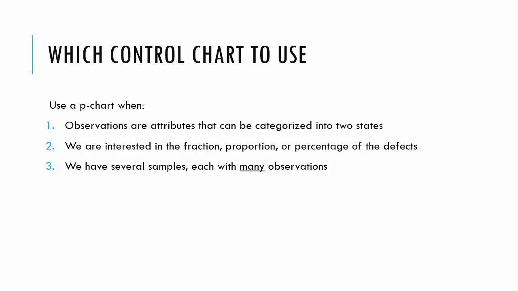You would use a p-chart if your observations are attributes that can be categorized into two states, the binomial distribution, so things such as good or bad. You would also be interested in the fraction or proportion or percentage of the defects. Because of this, you would have several samples, each with many observations. In our data entry example, each person had n equals 100 records that were tested.